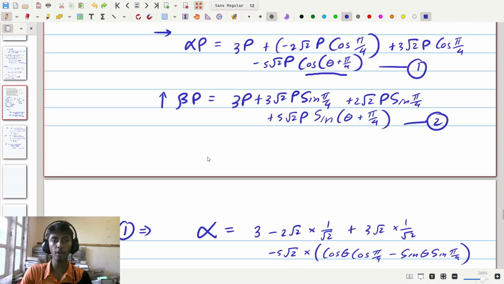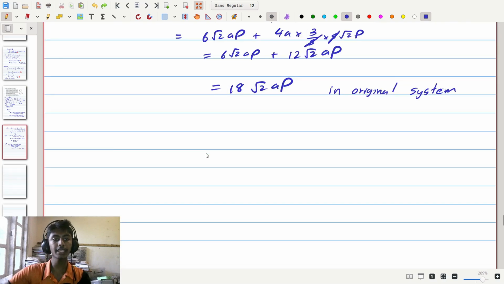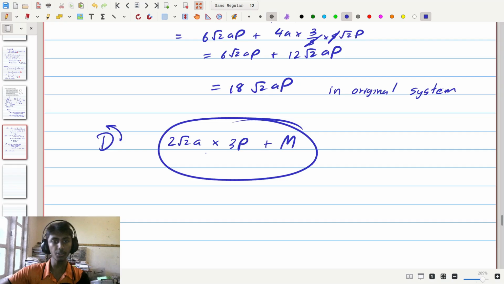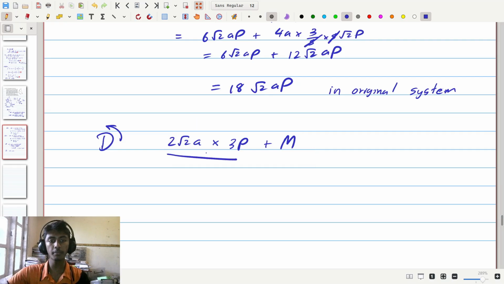here. So going down, if we take the moments around the point D, this time for the new system of forces, we're going to get 2 root 2a multiplied by alpha p. Since alpha is equal to 3, we have to multiply by 3p, and to that we have to add the anticlockwise moment m. And this is the total moment that we have in the new system. Simplifying down, this can be simplified to 6 root 2 ap plus m, which is the moments in the new system, or the equivalent system.